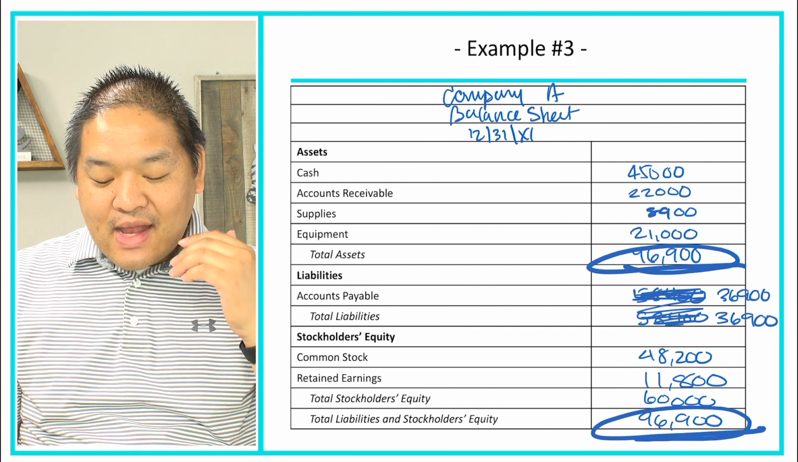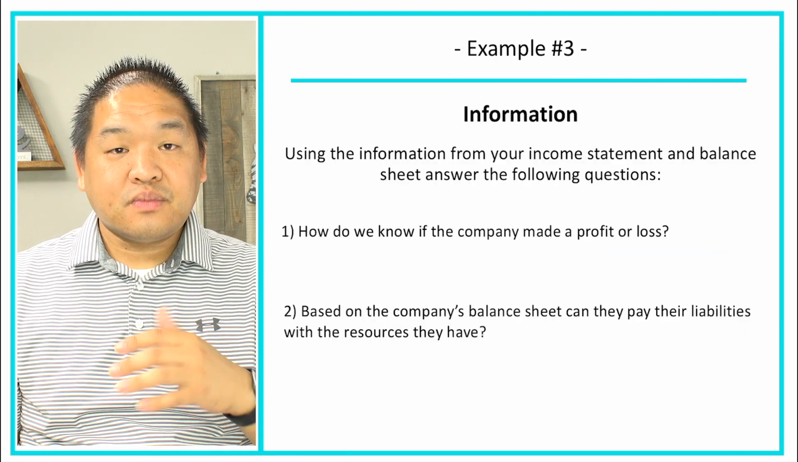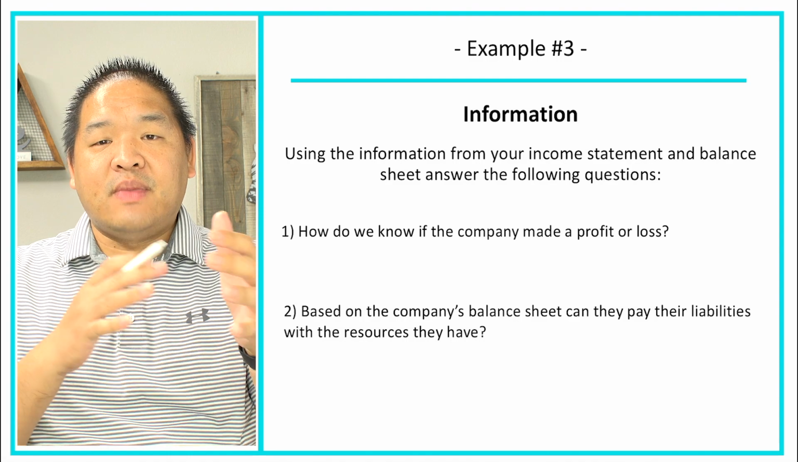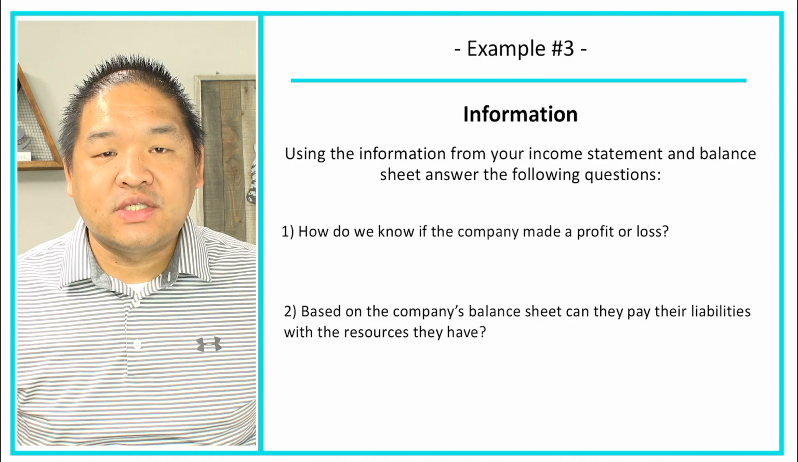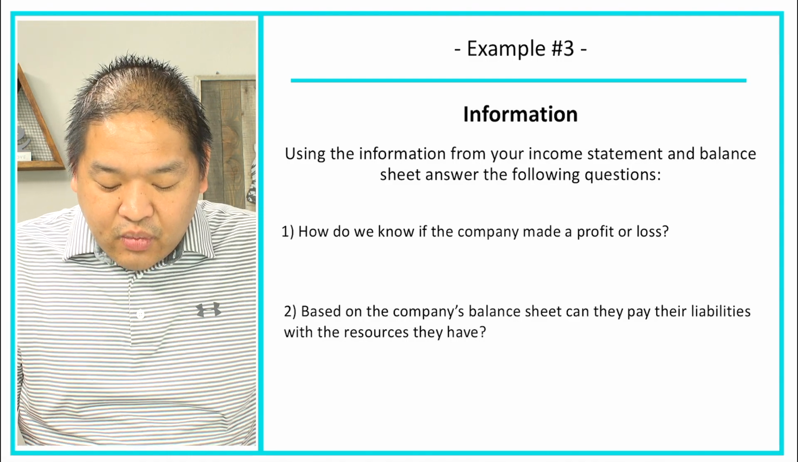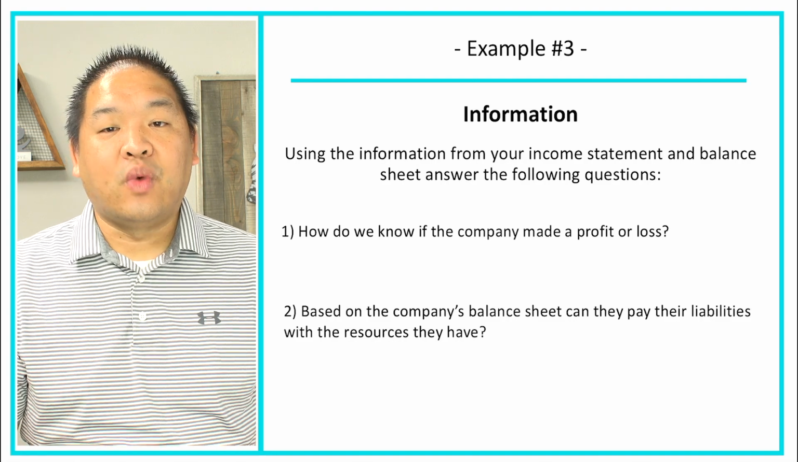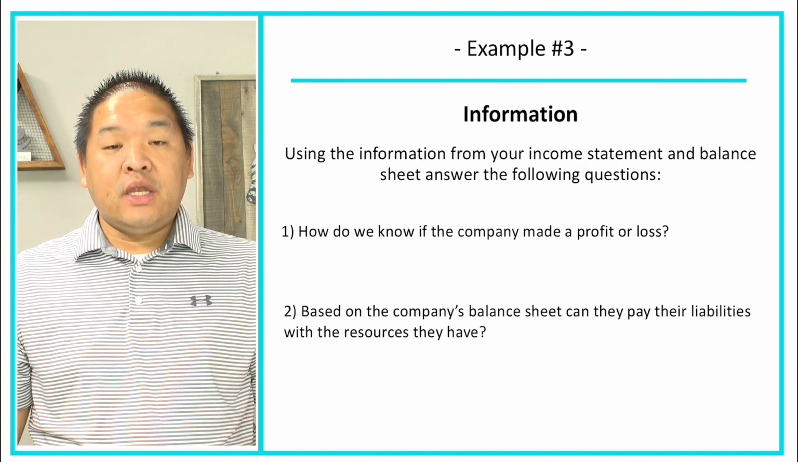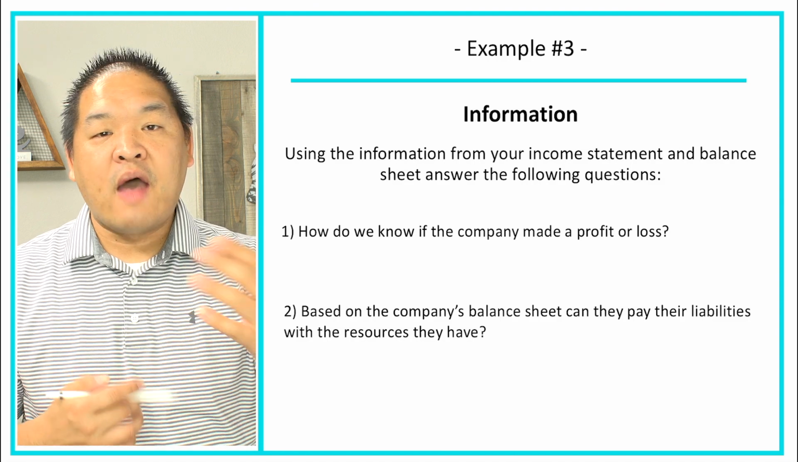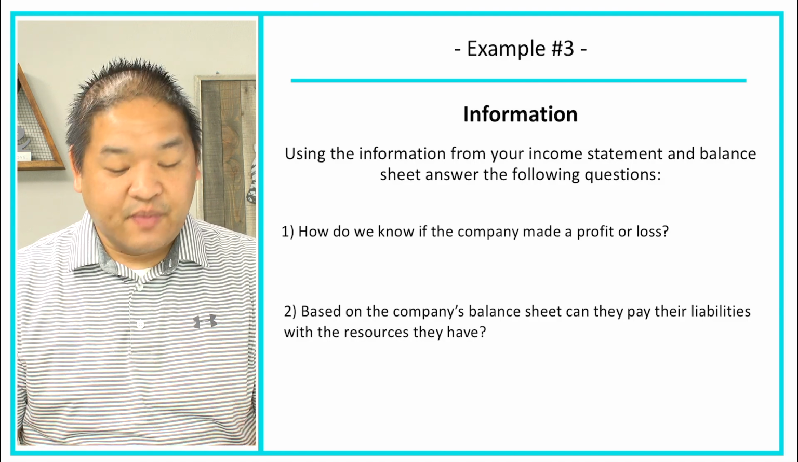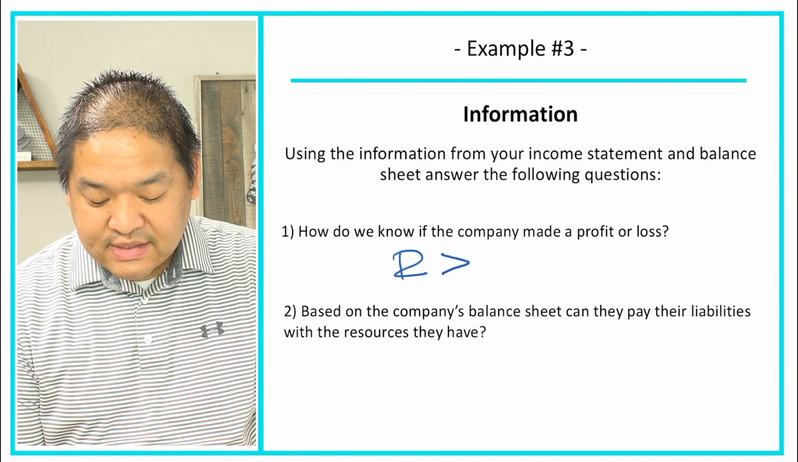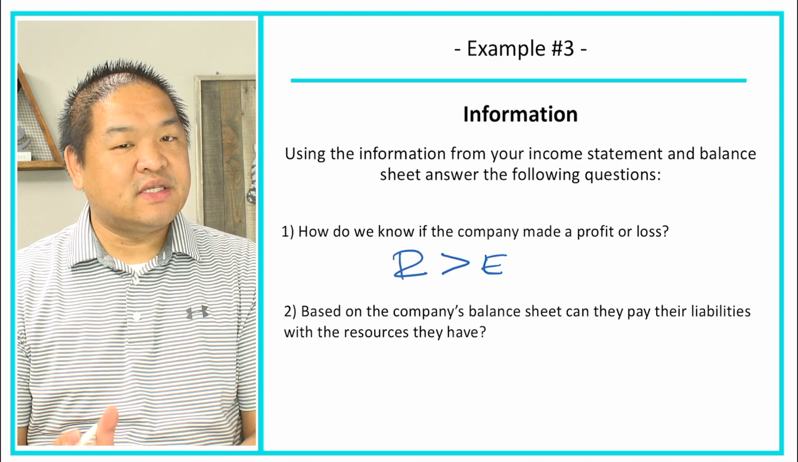All right. So that is a look at how we prepare an income statement and a balance sheet. I've got some questions here that we should answer. How do we know if a company made a profit or loss? Well, we know that there was a profit if the revenues exceeded expenses. So revenues have to exceed expenses. Does it make sense?